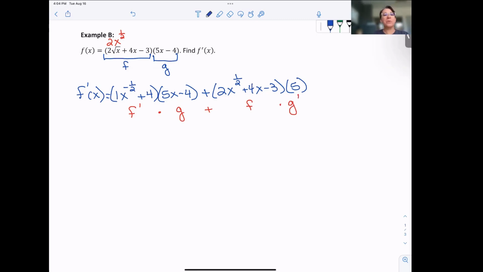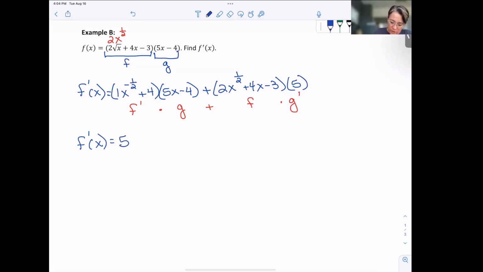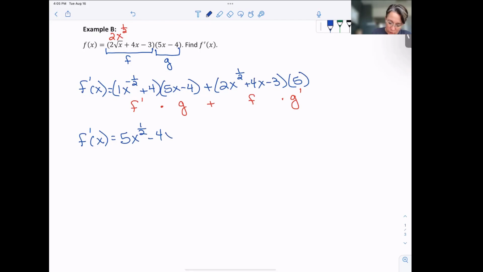So now all we need to do is distribute, simplify, see how it goes. So x to the negative 1/2 times 5 to the x, that would give us 5x. We add the exponent, so that would give us a positive 1/2. Now we distribute it to the negative 4. So we get a negative 4x to the negative 1/2 plus 20x minus 16.